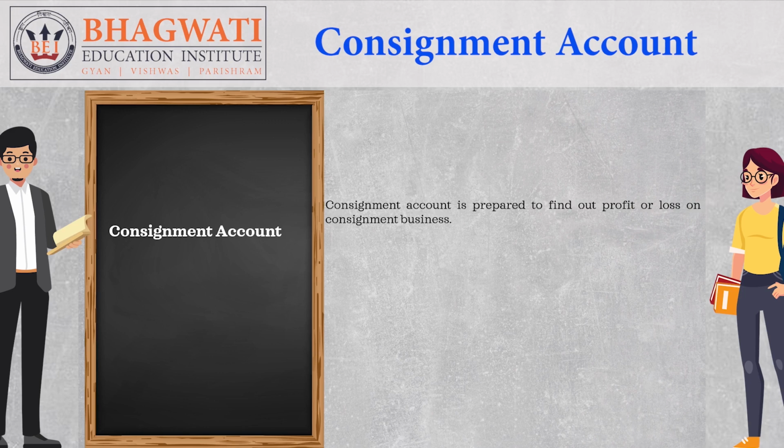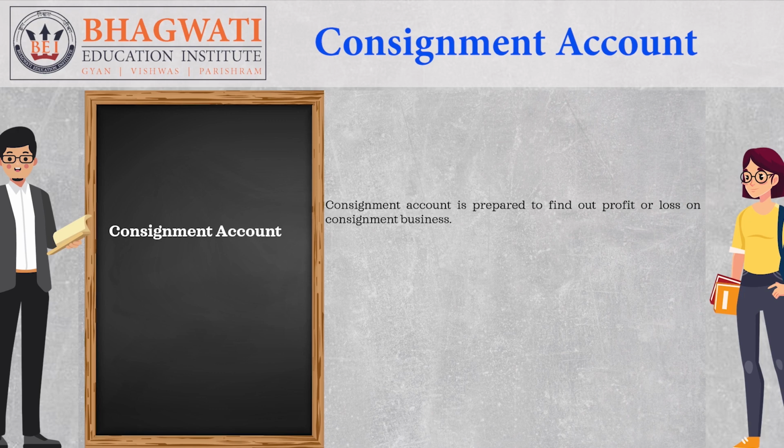Now, what if a consignor is having multiple consignment businesses? He is sending goods to different cities on consignment basis. So he will not prepare one single account, but he will prepare different accounts like consignment to city A account, consignment to city B account, so that we come to know which consignment business is performing how.